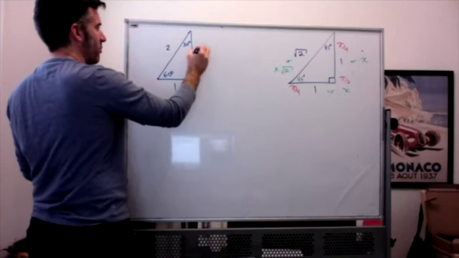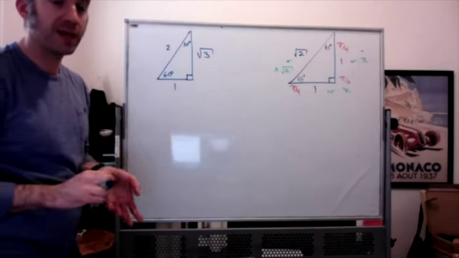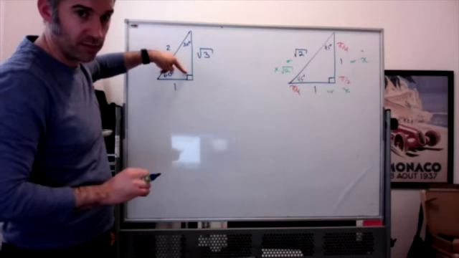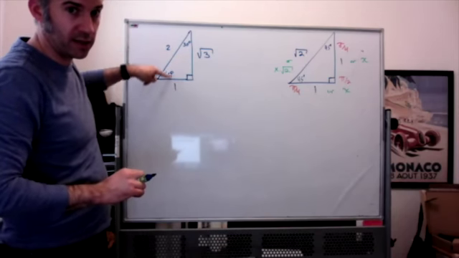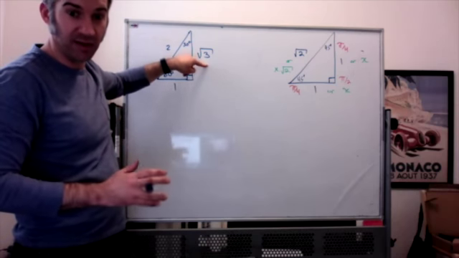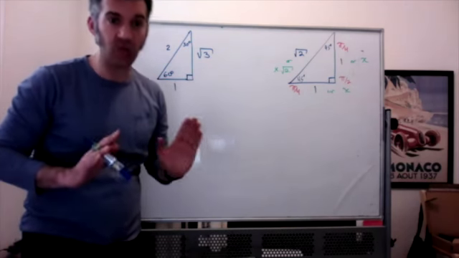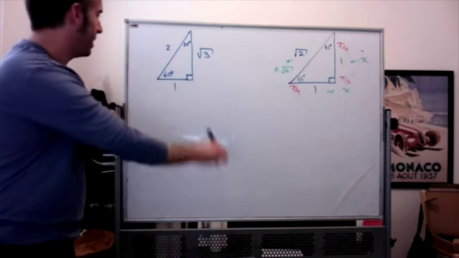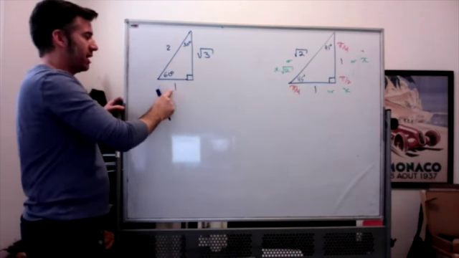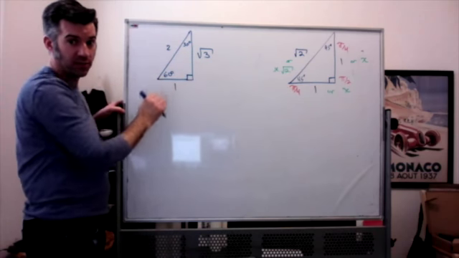And something I remember when I do this: when I draw a 30, 60, 90 triangle, the biggest side is opposite the biggest angle. The smallest side is opposite the smallest angle. And the medium side, which is about 1.7, the square root of 3, is opposite the medium angle. And that's true for any triangle. The biggest side is always opposite the biggest angle. The smallest side is always opposite the smallest angle. And the medium side is always opposite the medium angle.